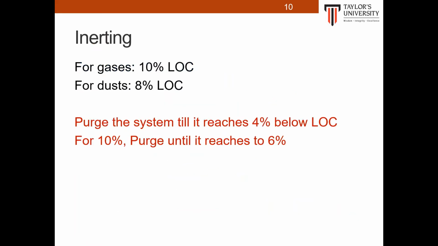As we mentioned earlier, the commonly used control point for purging is 4% below the LOC, meaning if it's 10%, we purge it until it reaches 6%. And in the next few slides, I'm going to show you what sorts of purging we can use and how to calculate this value.